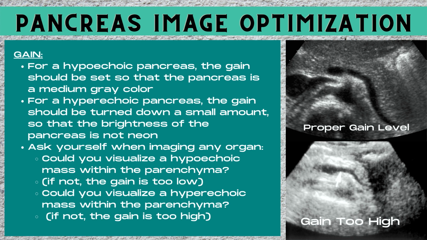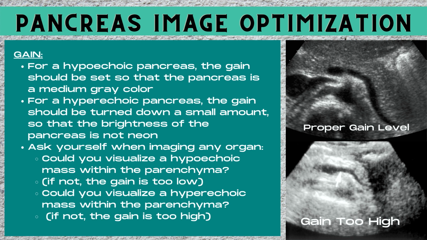When you're imaging any organ in the body, ask yourself, could you visualize a hypoechoic mass within the parenchyma? If not, then your gain level is set too low. Also ask yourself, could you visualize a hyperechoic mass within the parenchyma? If not, then your gain level is set too high.